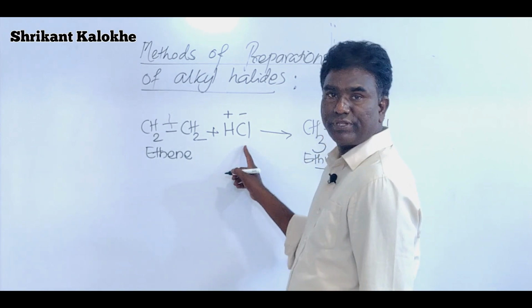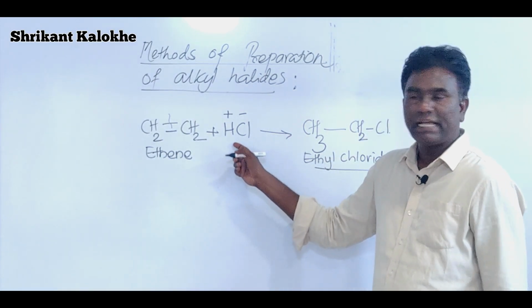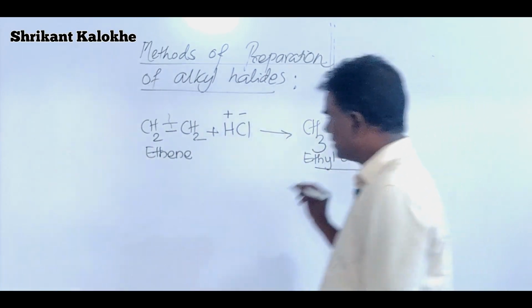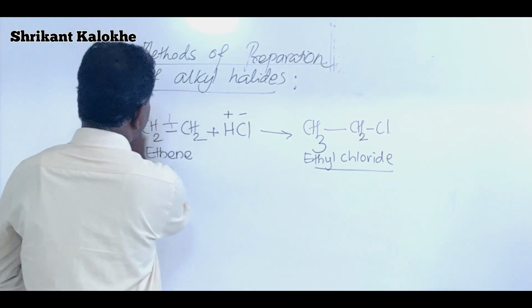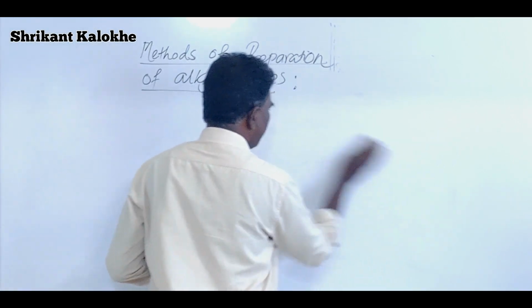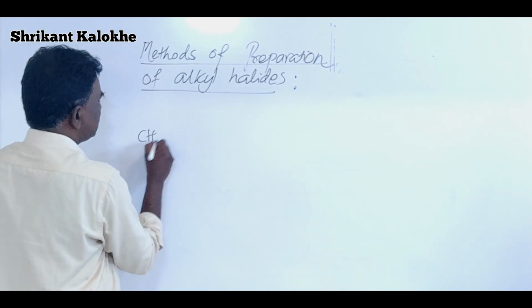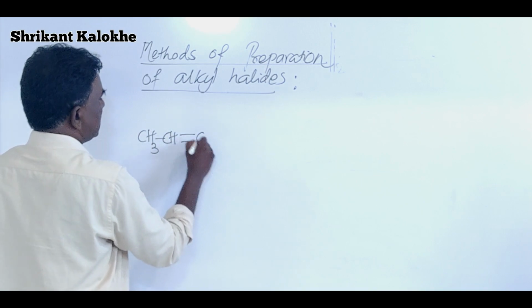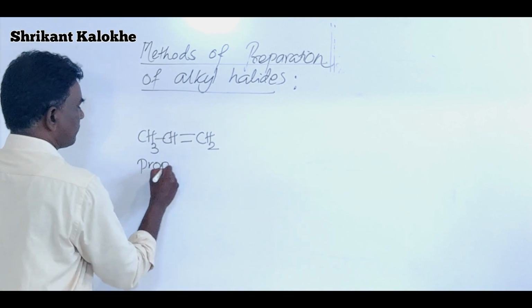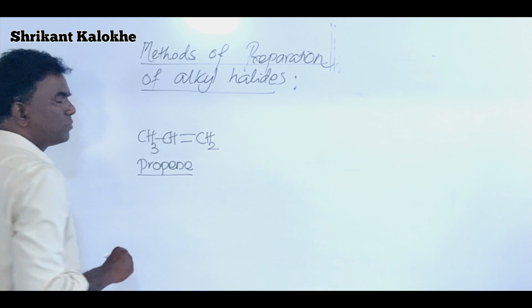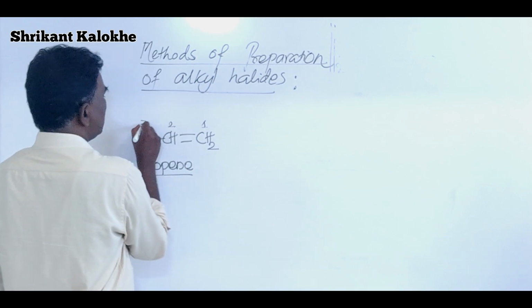If you treat ethene with HBr, you will get ethyl bromide. If this is HI, you will get ethyl iodide, so on. In the same manner, if we take another alkene and if we try to add halo acid into this, then what happens? For example, if propene is taken, CH3-CH=CH2. For example, this is a propene. We will number this propene from that end which is closer to the functional group: 1, 2 and 3.